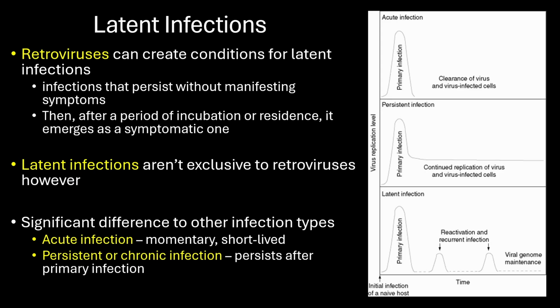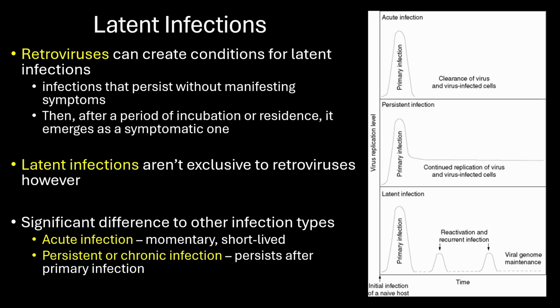Then, after some period of time of incubation or residence in the cells, it can emerge as a symptomatic infection. Now, these latent infections aren't exclusive to retroviruses. An example of one that's not a retrovirus is chickenpox and shingles. When it infects you the first time, it creates a problematic pox infection. It can be very painful and itchy and difficult to deal with. But most people who get chickenpox can get over chickenpox.